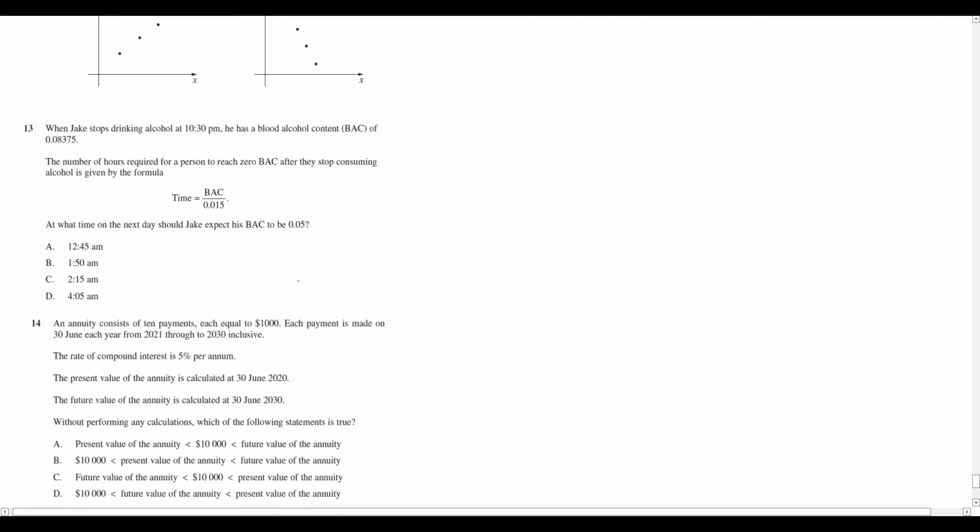Alright, part 13. When Jake stops drinking alcohol at 10:30 p.m., he has a blood alcohol content of 0.08375. The number of hours required for a person to reach zero blood alcohol content after they stop consuming alcohol is given by the formula of time equals BAC divided by 0.015. At what time on the next day should Jake expect his BAC to be 0.05? Okay, so it's an interesting one here. So what we want to see is his blood alcohol content decrease from 0.08375 to 0.05. And we want to find out how long that will take.